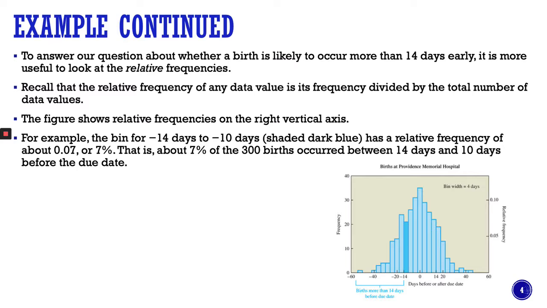To answer our question about whether a birth is likely to occur more than 14 days early, it is more useful to look at the relative frequencies. Recall that the relative frequency of any data value is its frequency divided by the total number of data values. The figure shows relative frequencies on the right vertical axis. For example, the bin for -14 days to -10 days, shaded in dark blue, has a relative frequency of about 0.07 or 7%. That is, about 7% of the 300 births occurred between 14 days and 10 days before the due date.